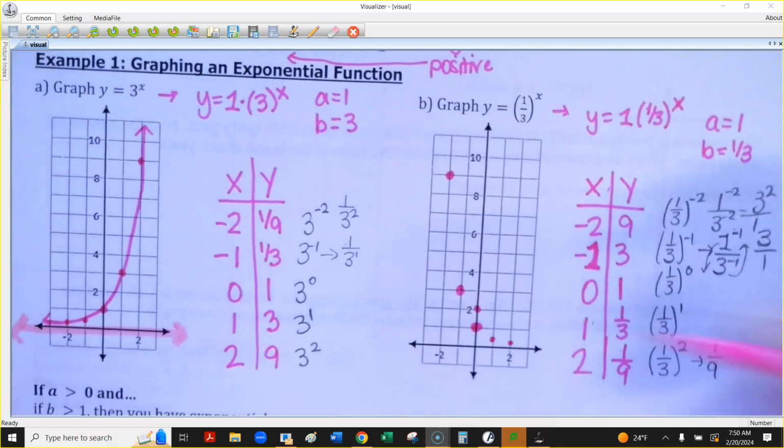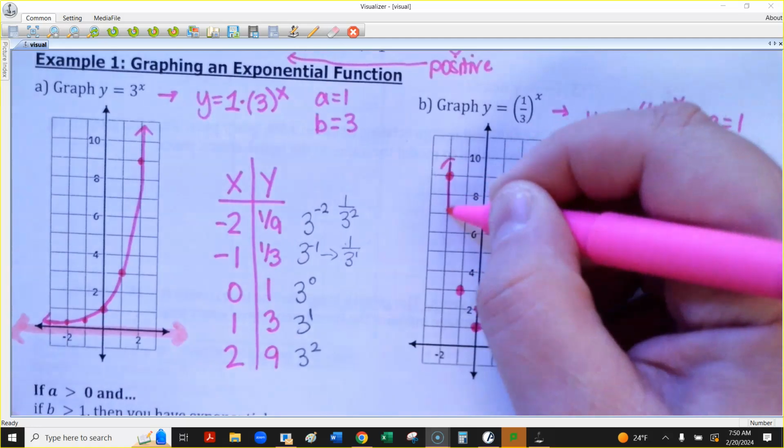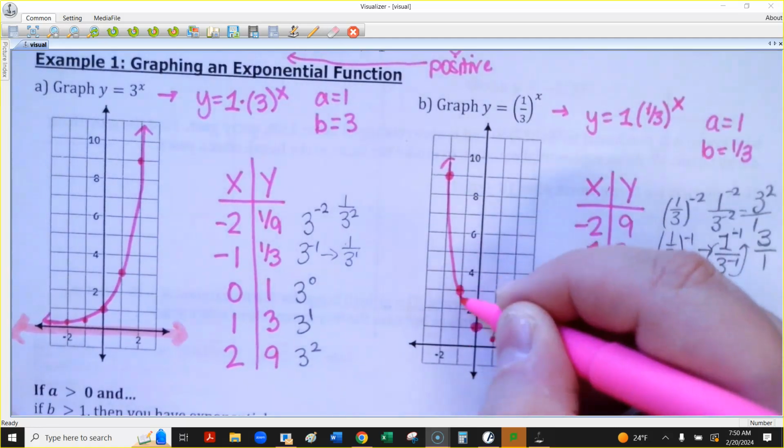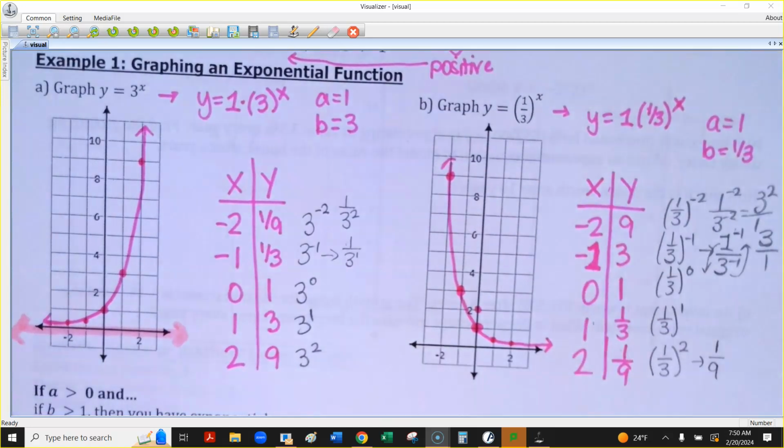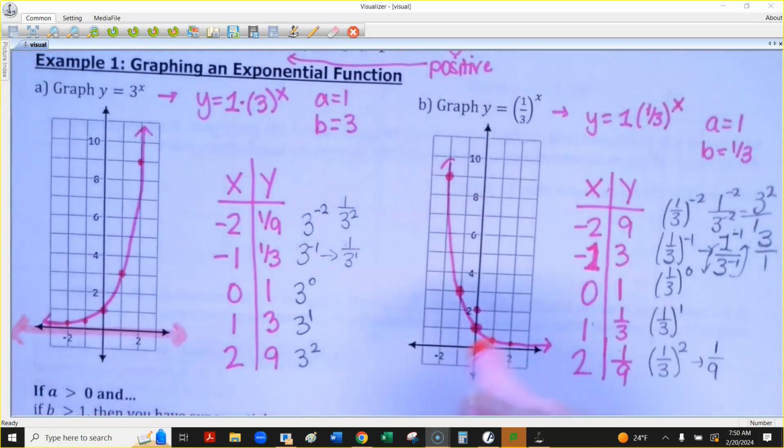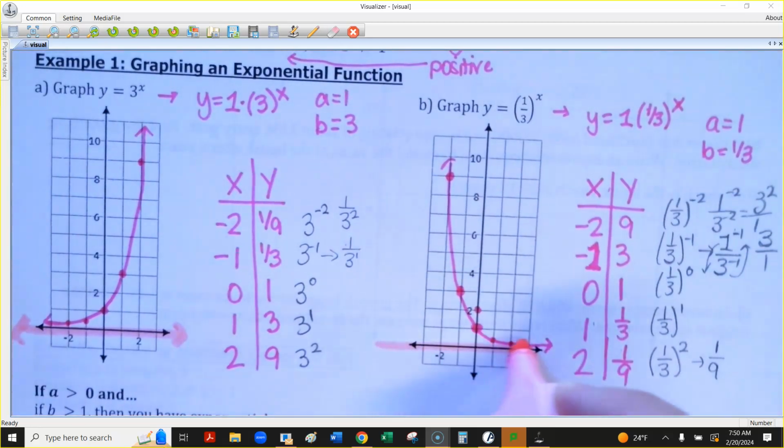Again, we're getting really close to the x-axis as we plug in larger x values there, but it's not going to touch it. It's not going to go over it. You're never going to have a negative y value. And so that guy is also a similar shape, but flipped over. So it's like a backwards J shape. And that's going to happen anytime your b value is between 0 and 1.